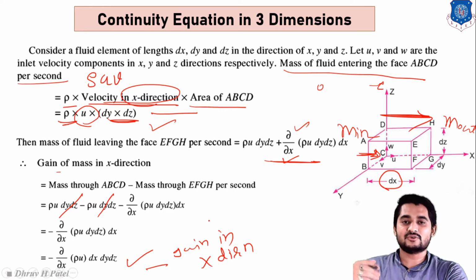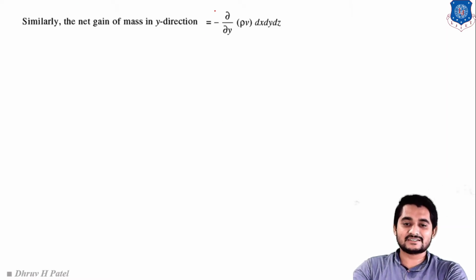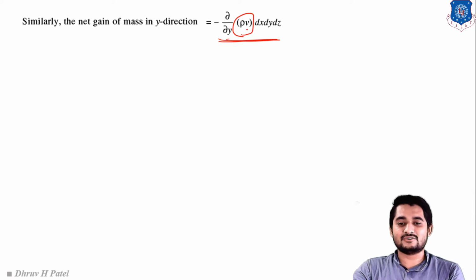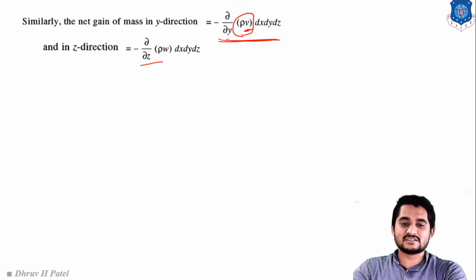Similar way we can find for the y direction and for the z direction also, but we don't have to derive the same for the y and z direction because we have already derived the equation for the x direction. So similarly for the y direction, minus del by del y, instead of rho u we have to write rho v, because for the y direction velocity will be v. So rho v dx dy dz. And similarly in the z direction, minus del by del z rho w, because in the z direction velocity is w. So rho w dx dy dz.